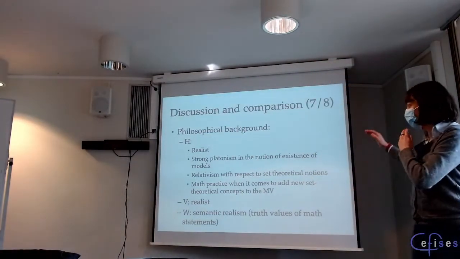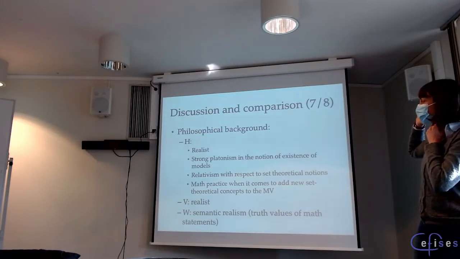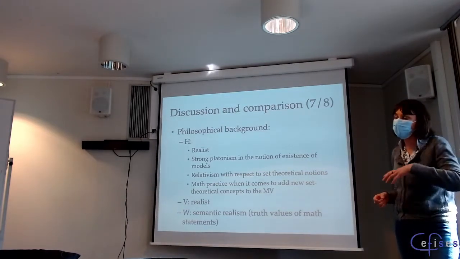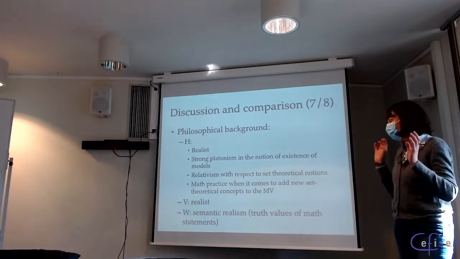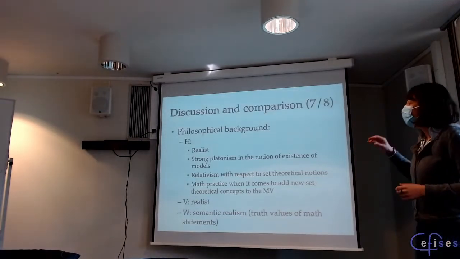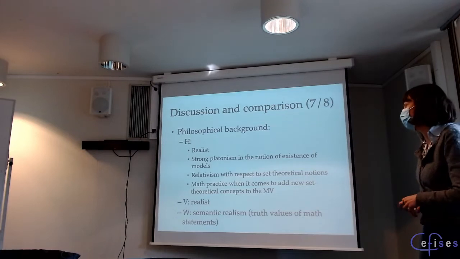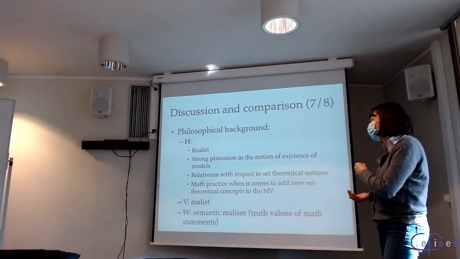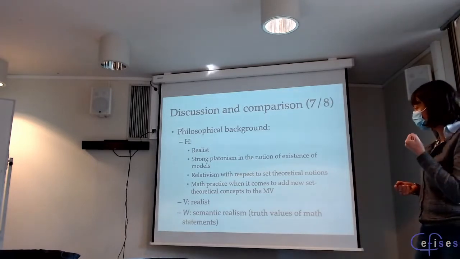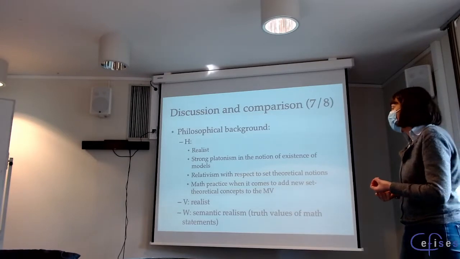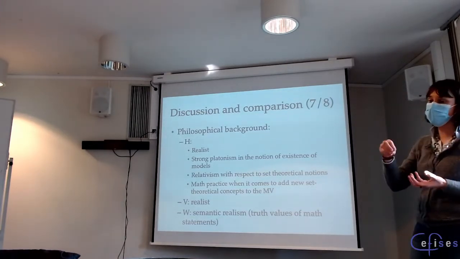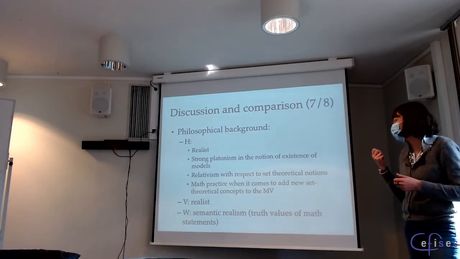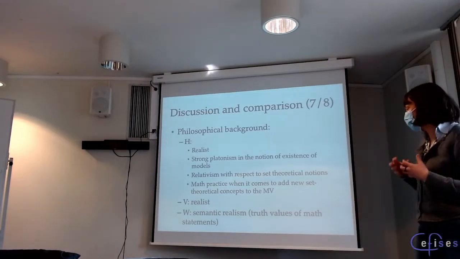And for the philosophical background, these three conceptions are realist conceptions of the multiverse. There are other conceptions of the multiverse, ones that are conceptualist, but I did not consider them. So for the three, these are realist points of view. For Hamkins, it's a very strong realist and Platonistic point of view in the notion of the existence of models. But when it comes to the set-theoretical notion, that's really a relativism, because there is not a clear set-theoretical notion in the background.